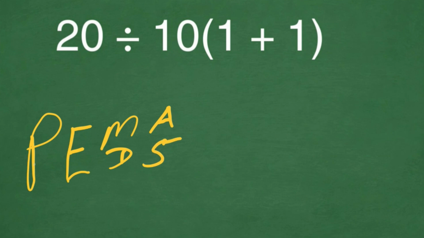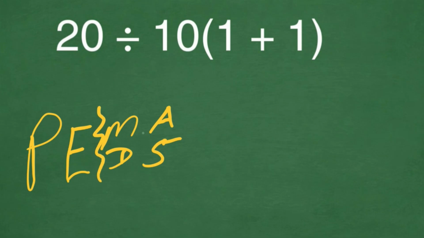P stands for parentheses, E stands for exponent, M and D stand for multiplication and division, A and S stand for addition and subtraction. So according to this rule, the first thing to solve is parentheses, and then exponent, and then multiplication or division on the same priority, and then addition and subtraction.